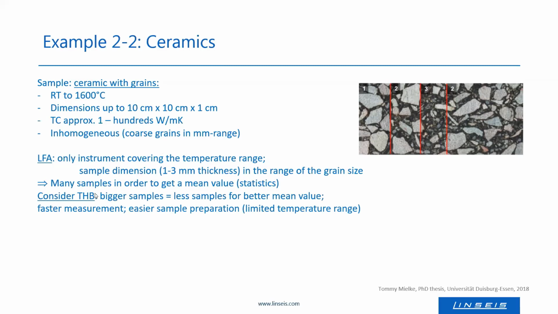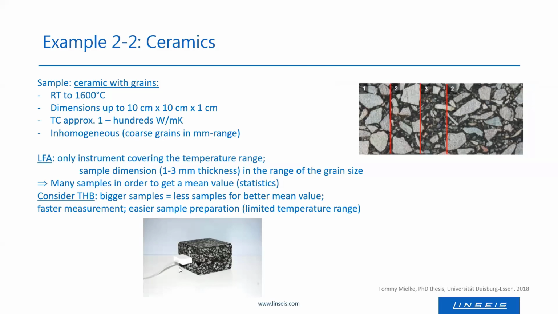Perhaps you should consider a transient hot bridge. Why? It does not cover the complete temperature range, but perhaps you can manage this. You can live with a smaller restricted temperature range, but the samples for THB are bigger, so you need fewer samples to get a better mean value. The measurement is very easy. Sample preparation is simpler than for a laser flash analyzer. And even if the temperature range is not covered, perhaps you can consider the THB for the other advantages.